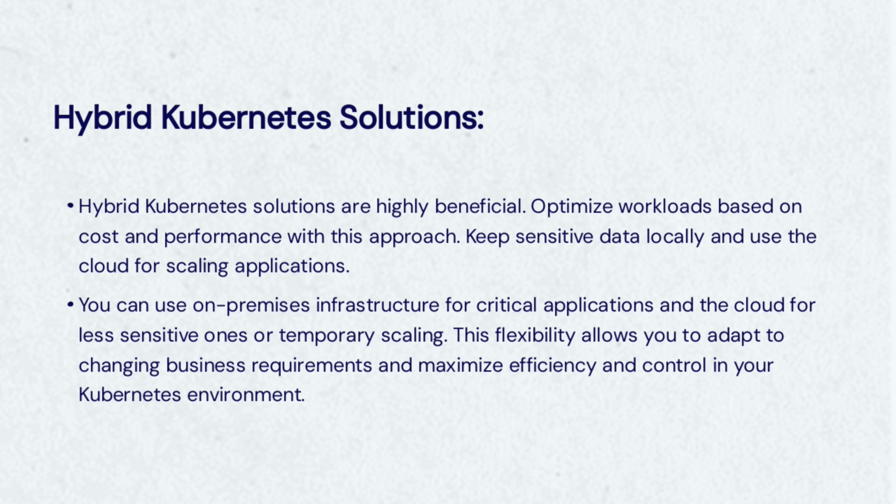Hybrid Kubernetes solutions are highly beneficial. Optimize workloads based on cost and performance with this approach. Keep sensitive data locally and use the cloud for scaling applications. You can use on-premises infrastructure for critical applications and the cloud for less sensitive ones or temporary scaling. This flexibility allows you to adapt to changing business requirements and maximize efficiency and control in your Kubernetes environment.